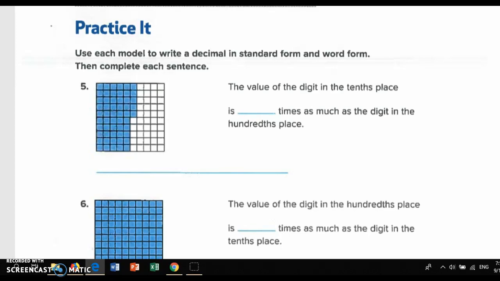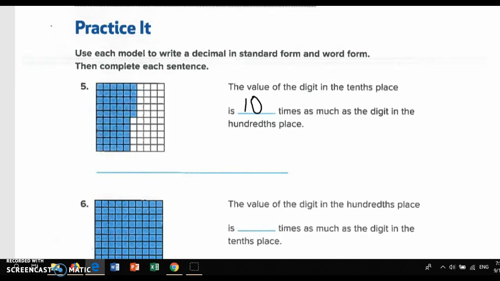Let's practice. Use each model to write a decimal in standard form and word form. Then complete each sentence. Girls, you try this by yourself first. And then when you're finished, then you look at the answers. So stop the video. Try it by yourself. Practice it. When you finish, put the video on again and mark it and see if you are correct.